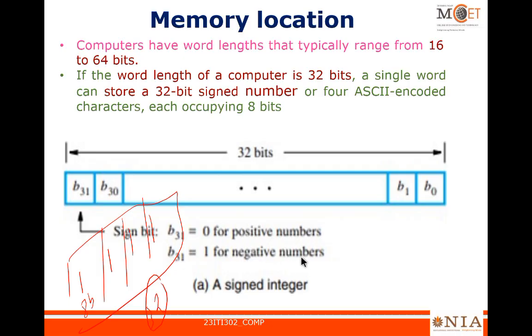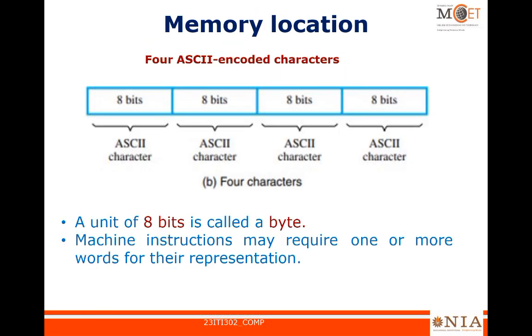In the next slide we can see this regarding ASCII characters. Here a unit of 8 bits makes up a byte. The instruction may carry one or more words for its representation. So the machine instruction mentions how many words are required for this representation. A computer has a word length that typically ranges from 16 to 64 bits. For 32 bits this is the representation. For 64 we need to add another 4 blocks.